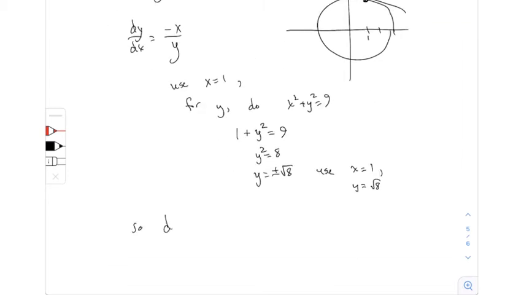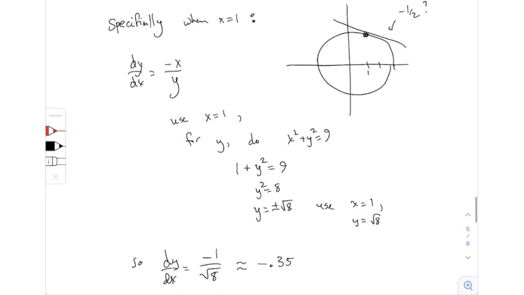So dy dx is minus 1 over root 8. And this I put into my calculator. This is about negative 0.35 if you run those numbers in the calculator. Which is vaguely what I expected, right? I mean, I said it was something like 1/2. It's more like negative 1/3, but close enough, right?